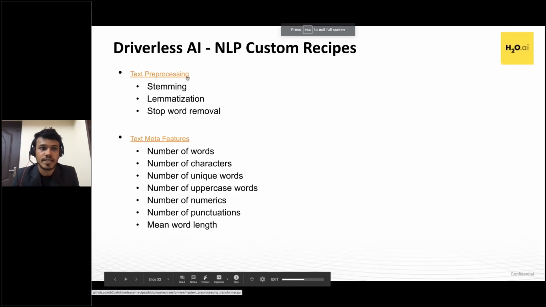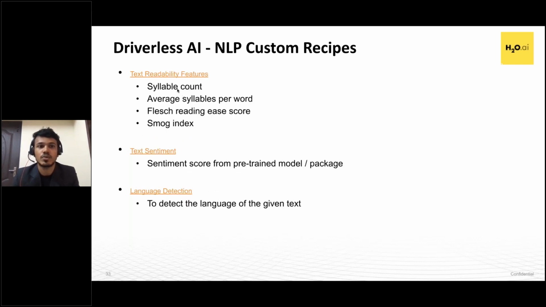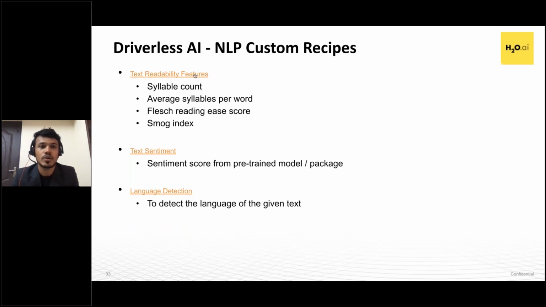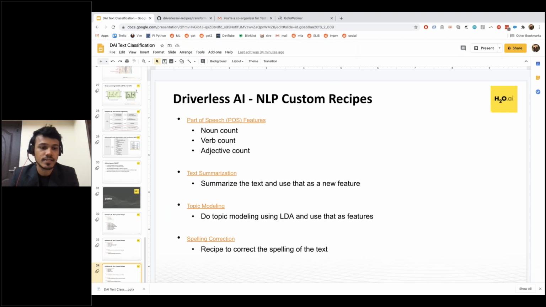We have data recipes for text pre-processing, and for creating meta features out of any text. Let's say you want to create features based on text readability, how readable the text is, and it would be useful for you. We have recipes for that, and to detect languages, parts of speech, summarization, topic modeling, and spelling correction. These should give you a good idea of what you can do. Anything you think is not really available, we'll be able to import these data recipes and quickly get it. And importing these recipes is also a very easy task in Driverless AI.